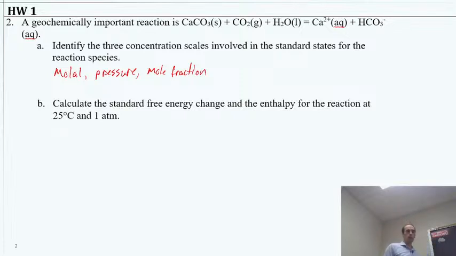Okay, part B says calculate the standard free energy change and the enthalpy for the reaction at 25 Celsius and 1 atm. Okay, so standard free energy, that's going to be standard Gibbs free energy, the question here, and then also delta H naught. The two things we need.